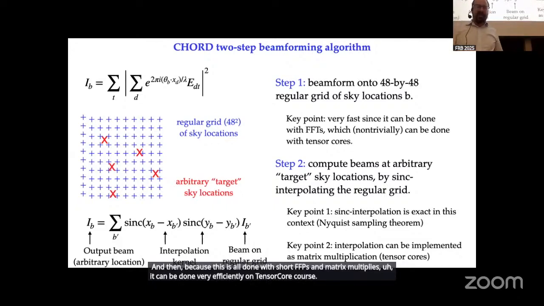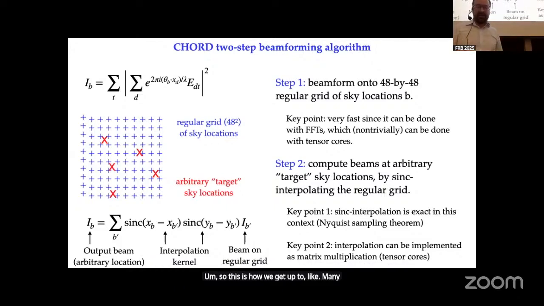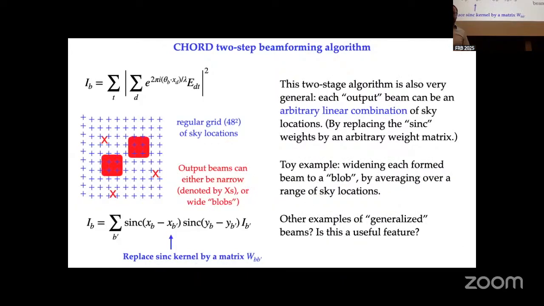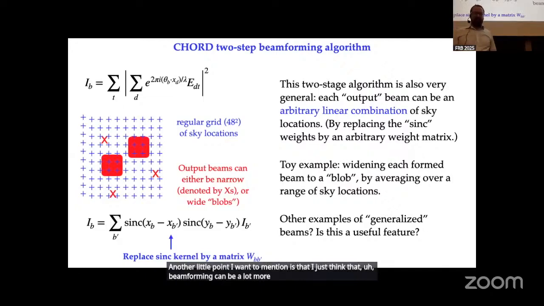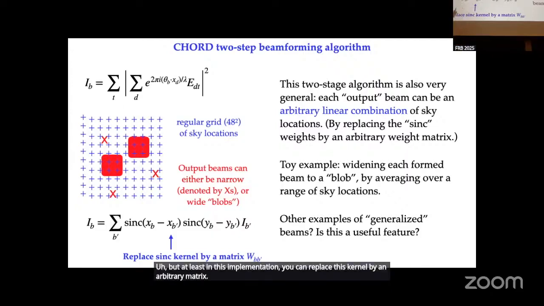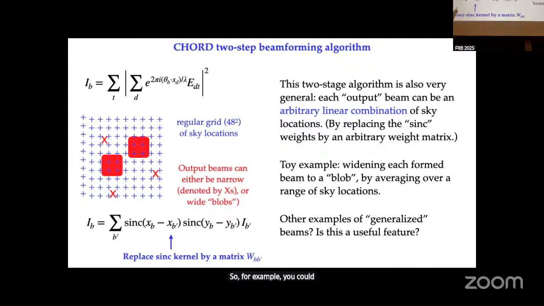So this is how we get up to many thousands or tens of thousands of beams. Another little point I want to mention is that I think beamforming can be a lot more general than what's usually done. By default, we choose these narrow beams that maximize forward gain. But at least in this implementation, you can replace this kernel by an arbitrary matrix. So for example, you could fatten the beam by averaging over a set of sky locations.